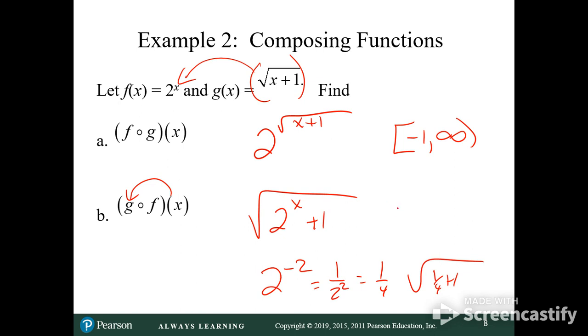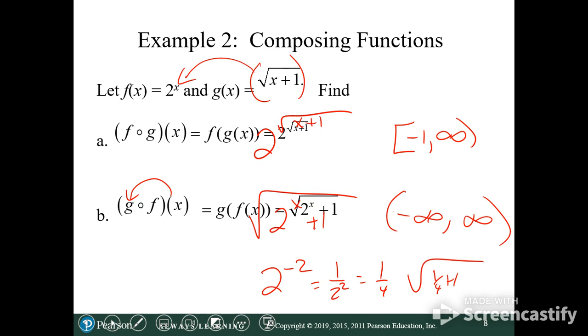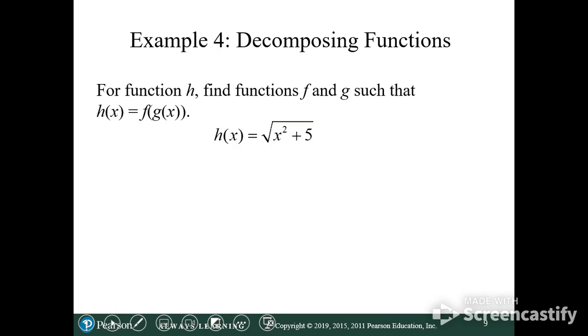So it's negative infinity to infinity. You can use any number in there. You can even use 0 in there, because what's 2 to the 0? 1. 2 to the 0 is 1. Anything to the 0 power is 1. 1 plus 1 is 2, square root of 2. Okay? All right. So that's composition of functions.